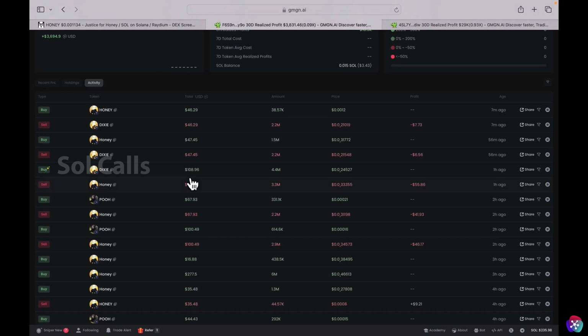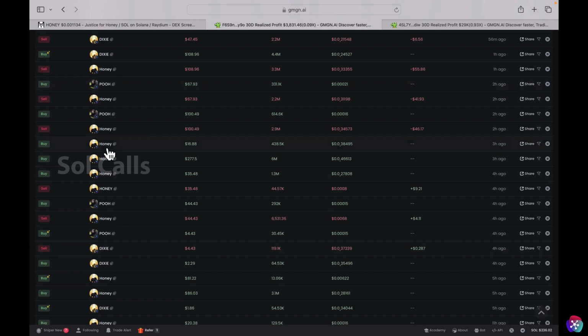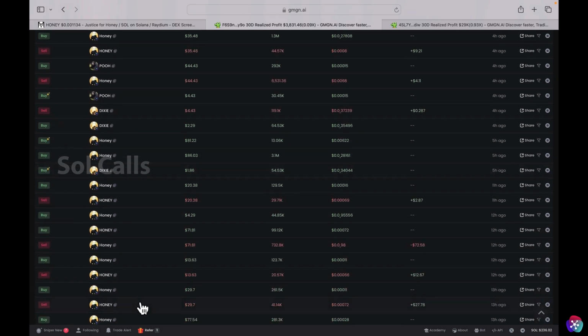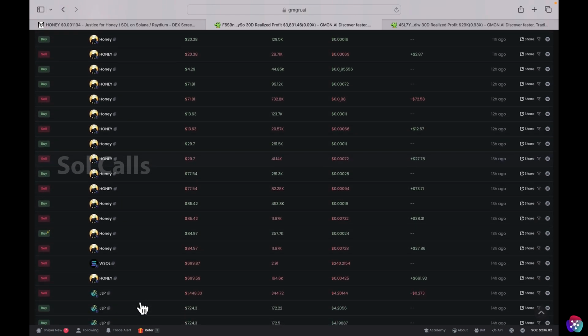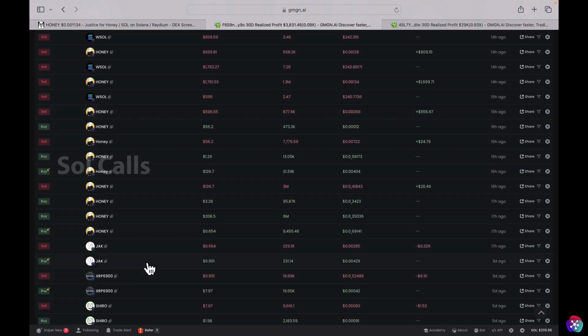But what I really don't like about this wallet is he buys in many different transactions. For example, for this one, 3. Again, buy. This is a bit hard for copy trading. I prefer one transaction purchase. Let's see this token.